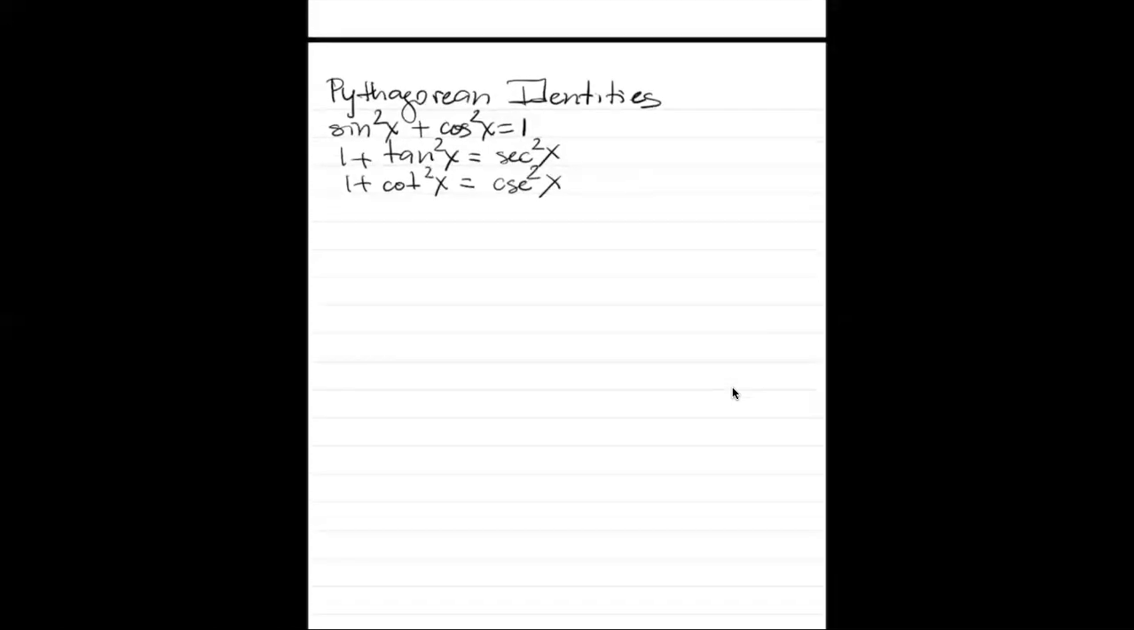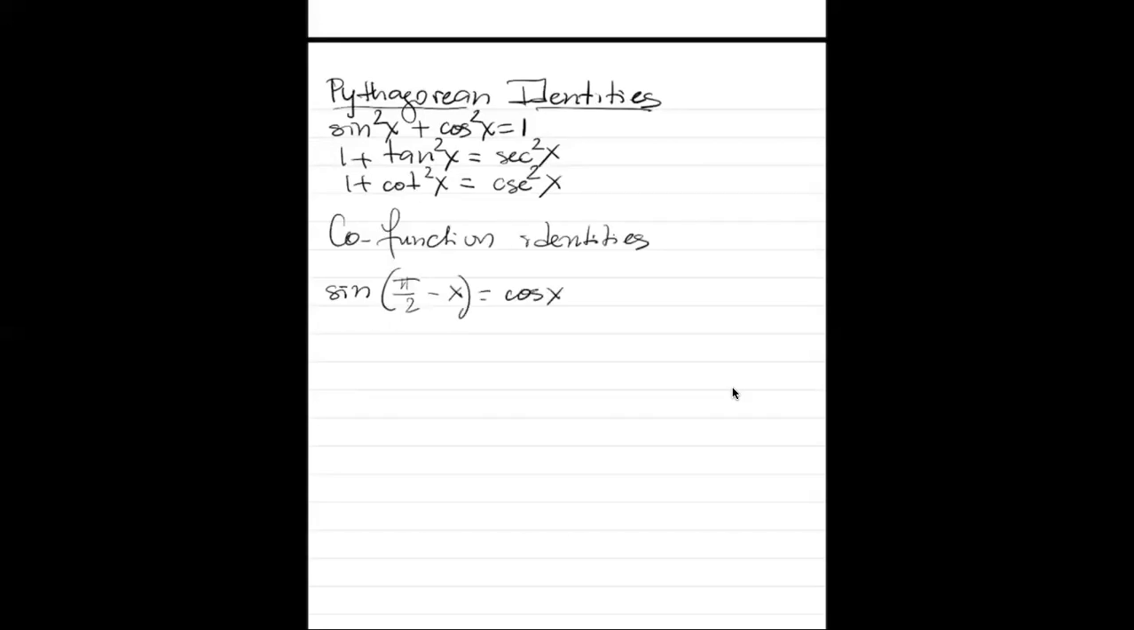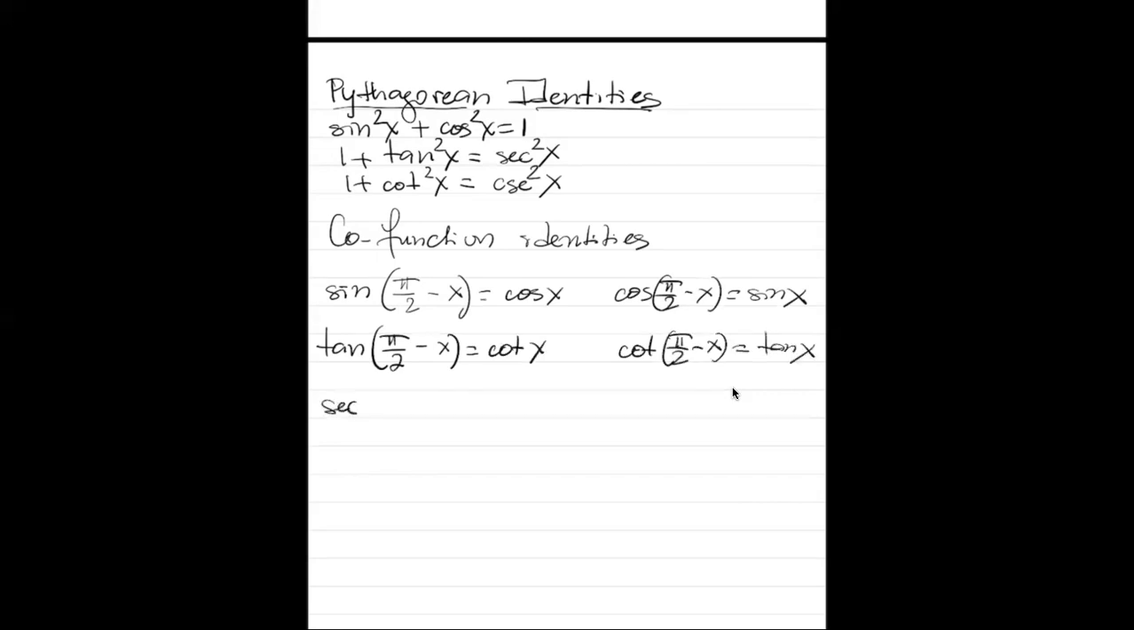Another group, we call them cofunction identities. So they go like this. Sine and cosine are connected. The difference between them is pi over 2. So sine of pi over 2 minus x is cosine of x. And on the other hand, cosine of pi over 2 minus x is sine of x. So they go in pairs. Tangent goes along with cotangent, and so cotangent of pi over 2 minus x will be tangent. And what's left, secant, goes with cosecant. Cosecant of pi over 2 minus x will be secant of x. So they pair like this.